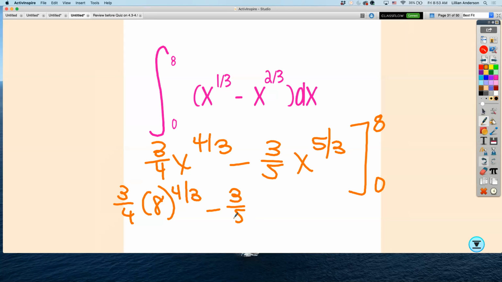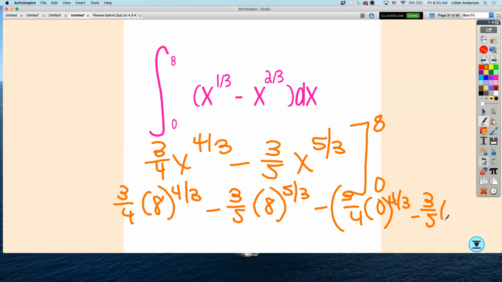Be careful when you subtract, because you're subtracting that entire second part when you plug in the lower bound. So if it was something other than 0, you want to make sure to carry over this negative right here. Luckily for us, it is just 0, so everything goes away on that back end.